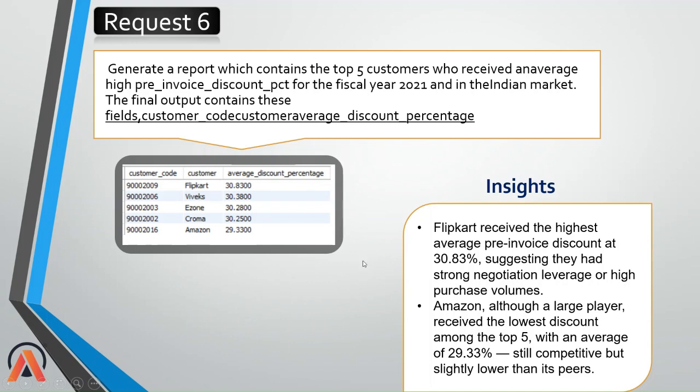The insights that we get is Flipkart received the highest average pre-invoice discount at 30.83%, suggesting they have strong negotiation leverage or high purchase volumes. Amazon, although a huge player, received the lowest discount among the top 5 with an average of 29.33, still competitive but slightly lower than its peers.